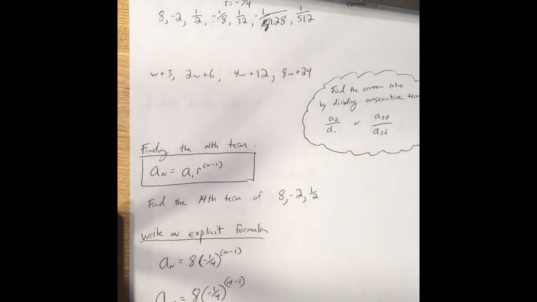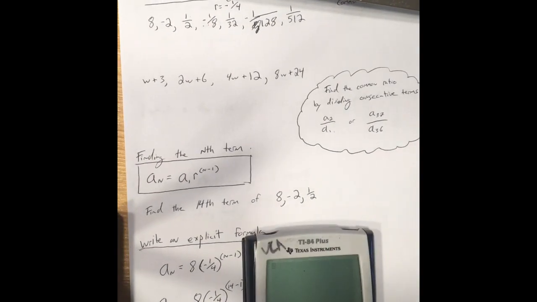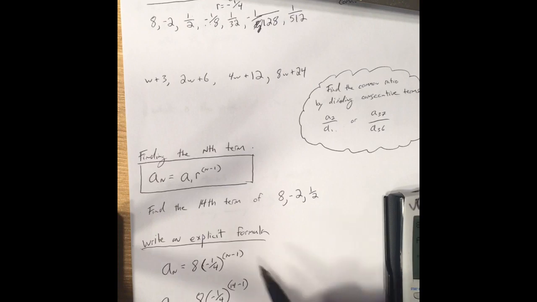So I don't know my powers to the 13th of negative 1/4. So I'm going to use the assistance of a calculator. 8 times negative 0.25. You could put 1 divided by 4 in there if you wanted, to the 13th power. And it's going to be some astronomically little number. Okay, so it's really huge.